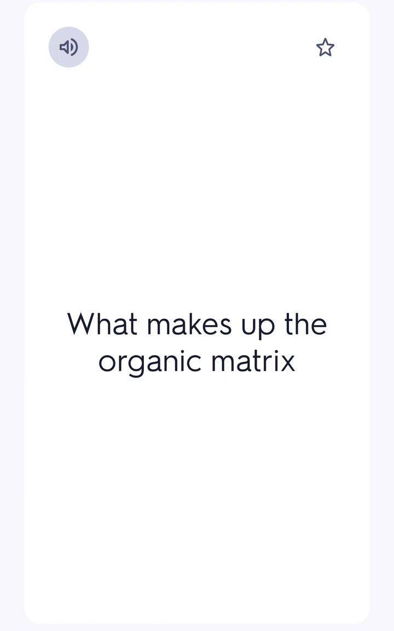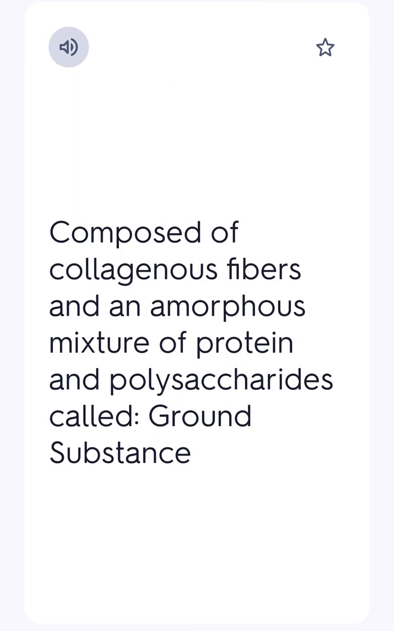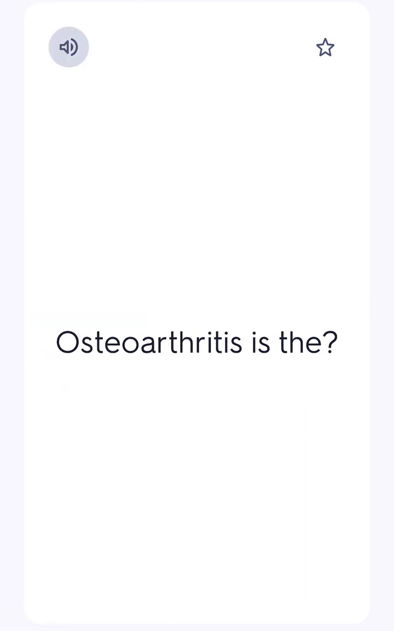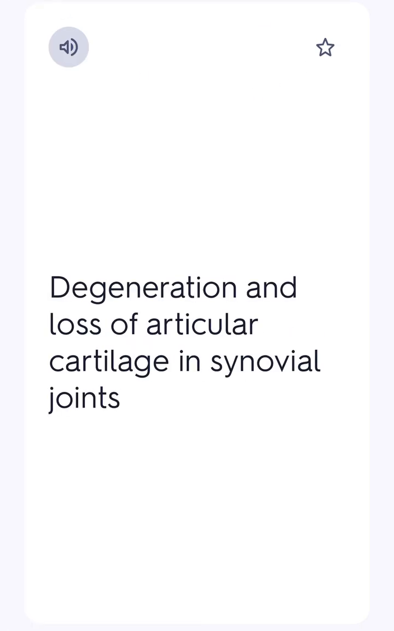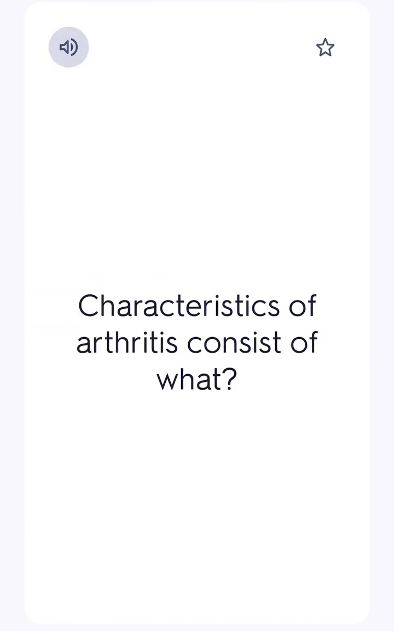What makes up the organic matrix? It is composed of collagenous fibers and an amorphous mixture of protein and polysaccharides called ground substance. Osteoarthritis is the degeneration and loss of articular cartilage in synovial joints. Characteristics of arthritis.